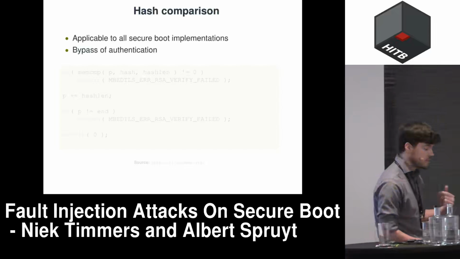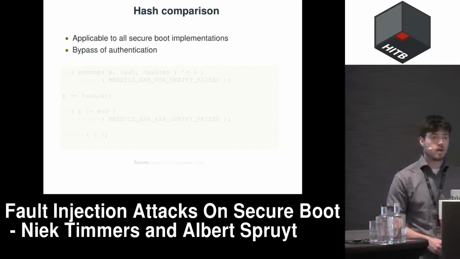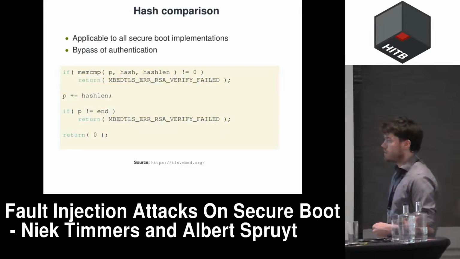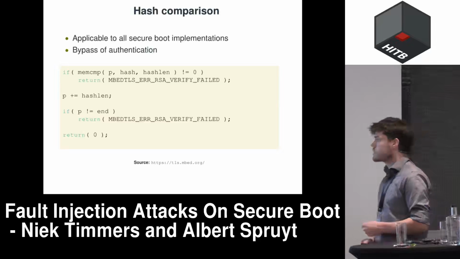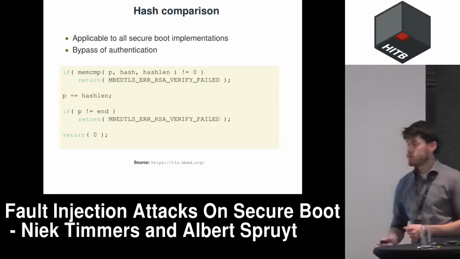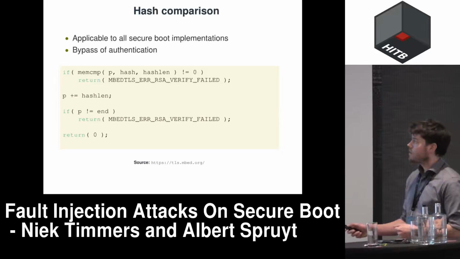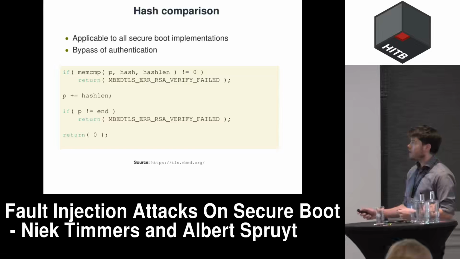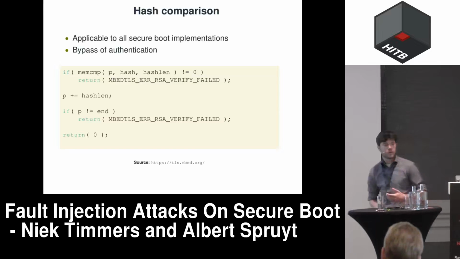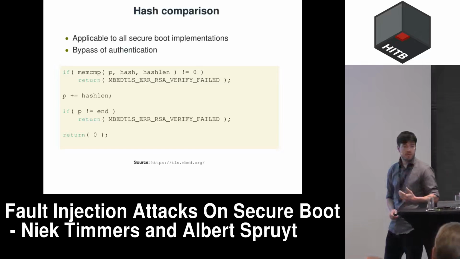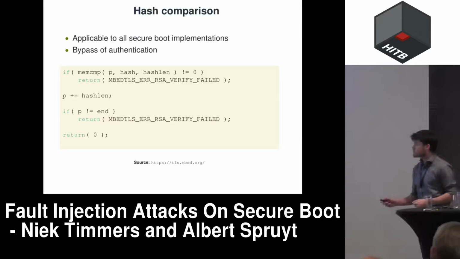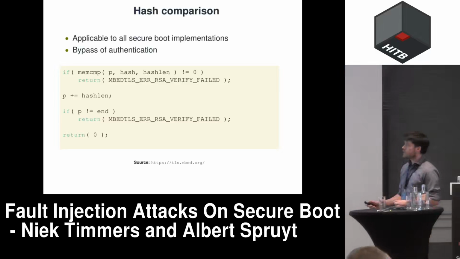So if the secure boot performs encryption, you will need to find another way to bypass that. So here we have a little bit of source code from the Mbed TLS project, as it is used in the ARM trusted firmware. And what we see here is a memory compare, which compares a hash against a decrypted hash. And if they're the same, we continue booting. And if they're not the same, we stop booting. Okay, so this looks like a pretty good place to inject a fault.